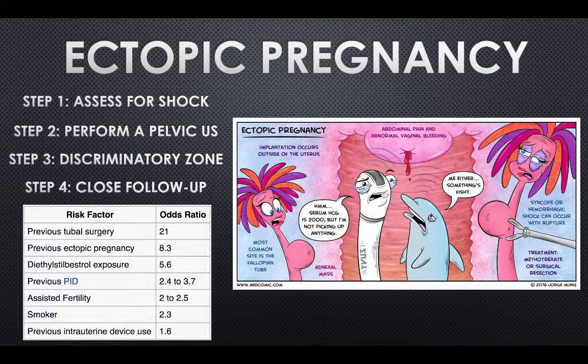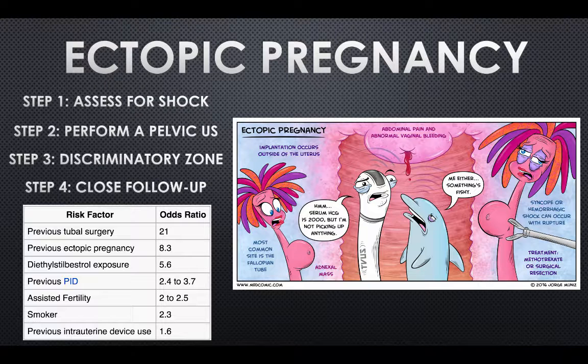Part 2. Let's start by remembering the case of the hypotensive patient with abdominal pain and a positive pregnancy test at home. Ectopic pregnancy should be on the differential in any female patient of reproductive age with abdominal pain or vaginal bleeding. Several risk factors exist for ectopic pregnancies, but keep in mind that no risk factors are present in over half of all cases.